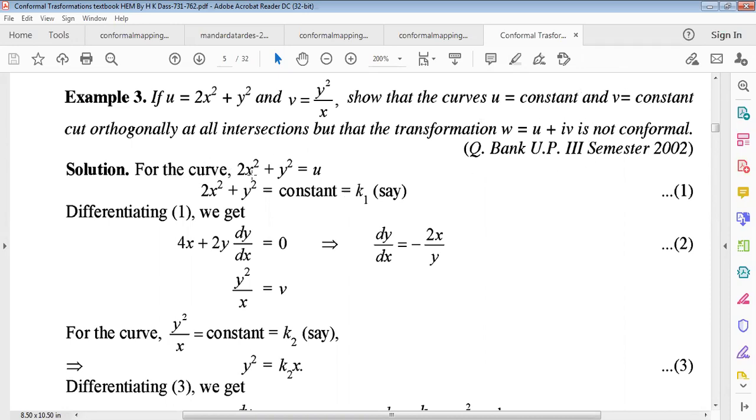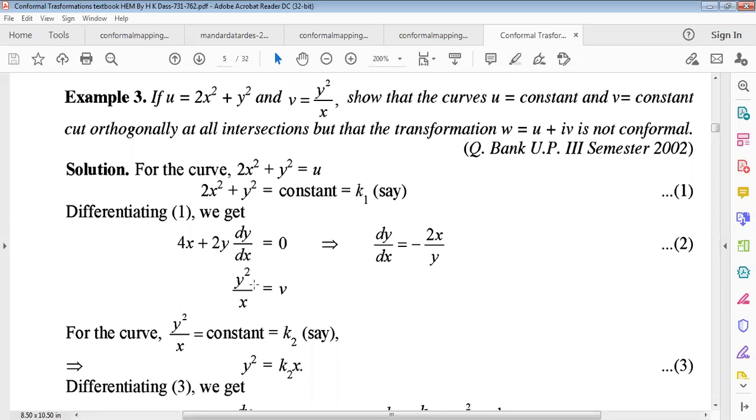Now for the given curve 2x square plus y square equal to u, we can write 2x square plus y square equal to constant k1, right? Taking constant, now differentiating, for x to the power n formula, twice x to the power 2 minus 1, that means 2 into 2x, 4x, plus twice y dy by dx equals 0. That means the first derivative will be minus 2x by y. This is equation number 2.